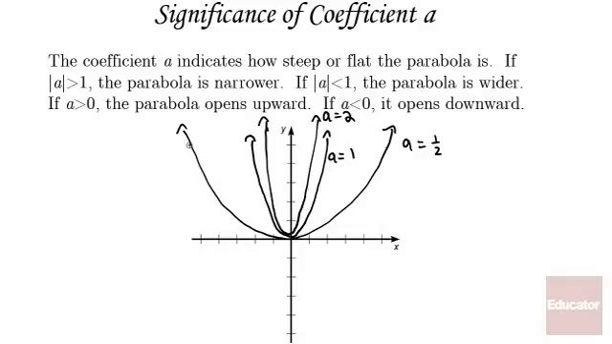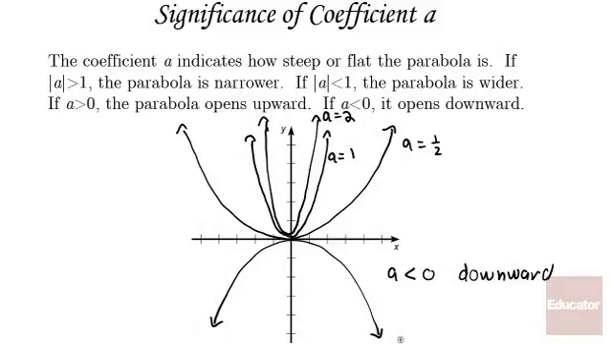The second thing that a tells us is which direction the parabola opens. All of these parabolas that I showed you open upward, and that means that a is positive. So if a is greater than 0, the parabola opens upward. If a is less than 0, the parabola opens downward. And here I've drawn a pretty wide parabola, so it would have a fairly small absolute value of a, and the value of a itself would actually be negative.